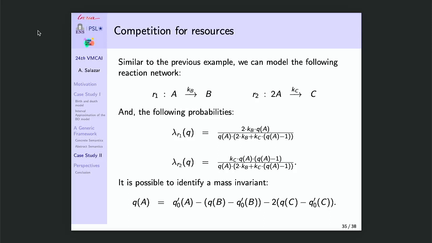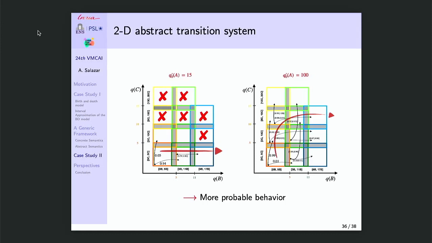Okay? So what we can do is, using information about the properties of the reaction network, we can derive a mass invariant since both reactions use the same resources. And then we can substitute this invariant into our probability expressions to observe the dynamics of B and C. Okay? And so the type of phenomena that we want to observe is the ability for the two reactions to compete for resources. So we have two scenarios. In the first scenario, when the amount of A is low, you observe that the first reaction is more dominant. Respectively, when the amount of A is high, you observe that the second reaction is more dominant.